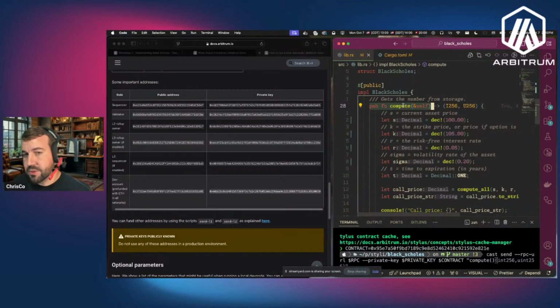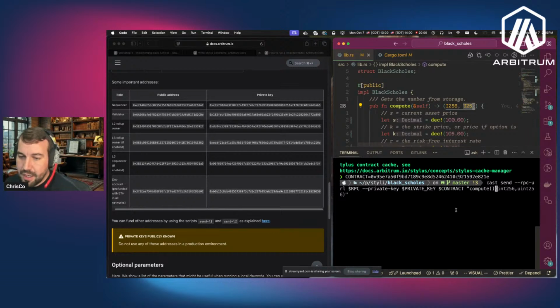It's called compute, and it returns an I256 and a U256 as a tuple. So it returns two values: one signed 256-bit integer, and one unsigned 256-bit integer. Okay, and right here we're using Solidity style syntax because this is Stylus.